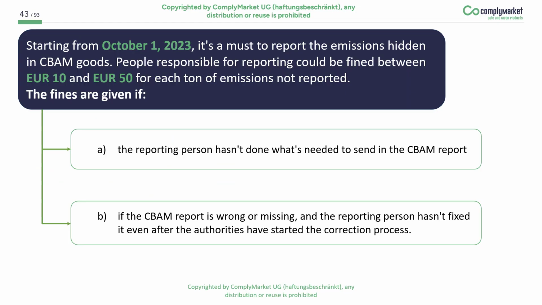Penalties. So it will be between 10 to 50 euro during transitional period for each ton when you don't report it, or if the authorities ask you to do a correction and you neglected that. So you will pay a fine between 10 to 50 euros, but that's during the transitional period. After transitional period, you just cannot import products.